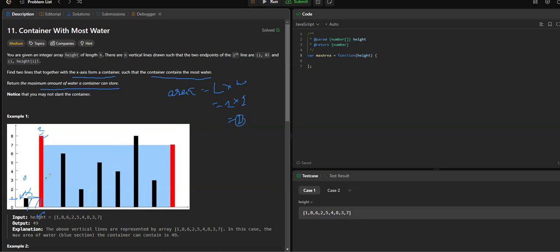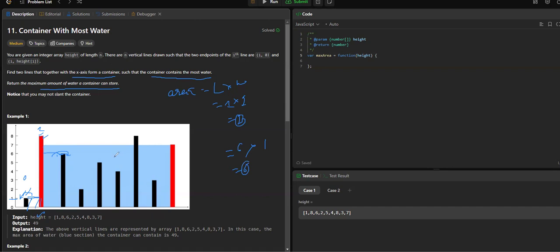But if you try to see between this one and this one, the second and third, how much water can be stored? The width would be 1 again. And what about the length? Again, you take the minimum of these two, right? Because the moment the water goes above the height we have at the second index, it will overflow. So this height is nothing but 6. So 6 into 1, the amount of water that can be stored is 6. That's how we need to find the maximum amount of water that can be stored.